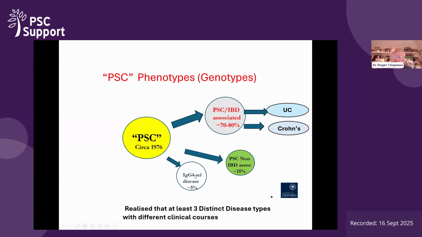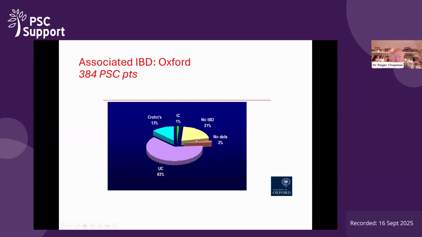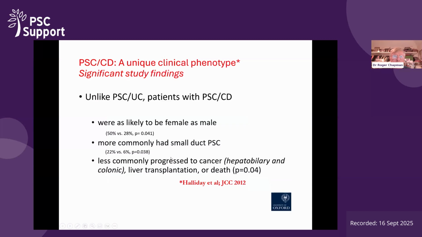Now we realize that these different distinct types have completely different clinical courses and prognosis. I'll attempt to elucidate those for you tonight. Going back to IBD, first of all, because it's so important. This is quite an old slide of mine from Oxford about 10 years ago. And we looked at the distribution of the patients. 21%, as I showed before, didn't have IBD. And then Crohn's, 13% had Crohn's. The majority of patients have ulcerative colitis.